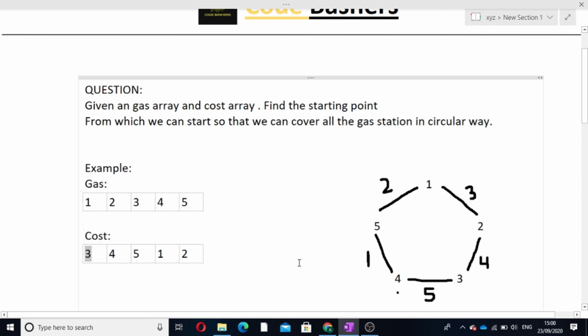So what we have to do is find a starting point. This is a circular array. We have to find a starting point from which we can start and reach every gas station.